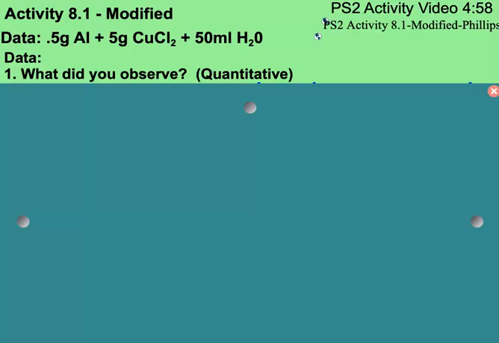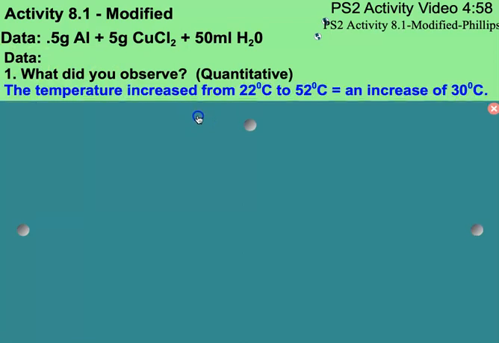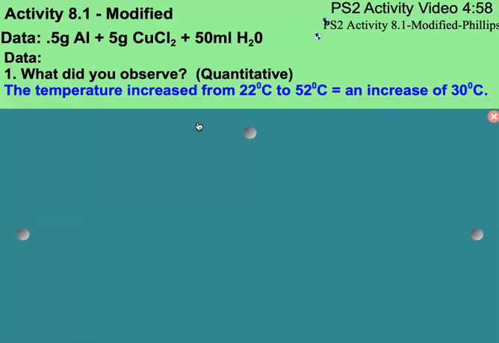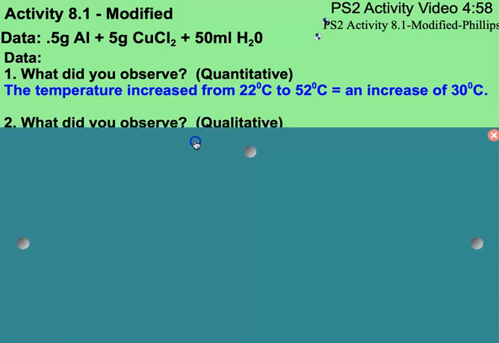So you were supposed to answer some questions along with this activity. The first question says, what did you observe? So this would be quantitative data. You may have observed that the temperature increased from 22 degrees Celsius to 52 degrees Celsius in my instance, giving me an increase of 30 degrees Celsius. So that's numbers because it's quantitative, which is quantity.